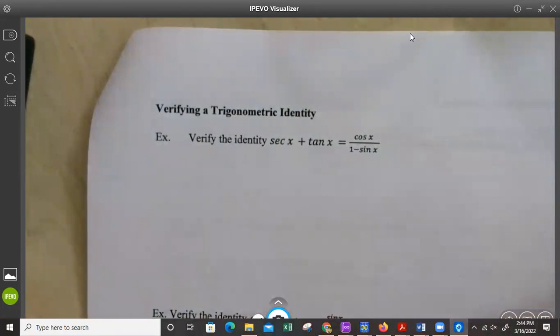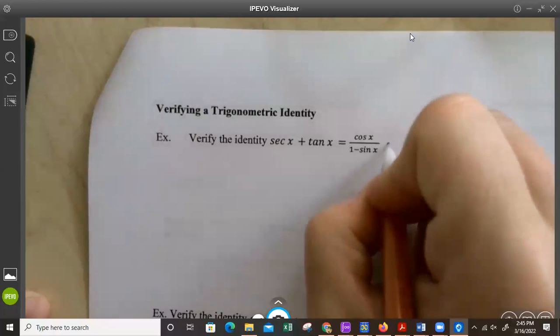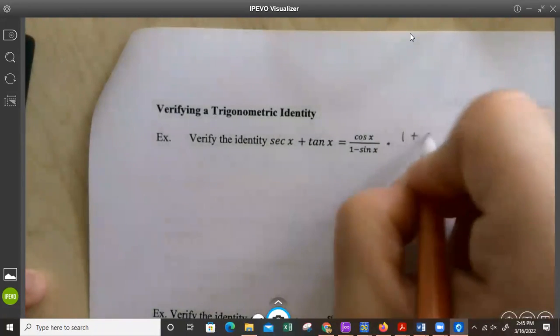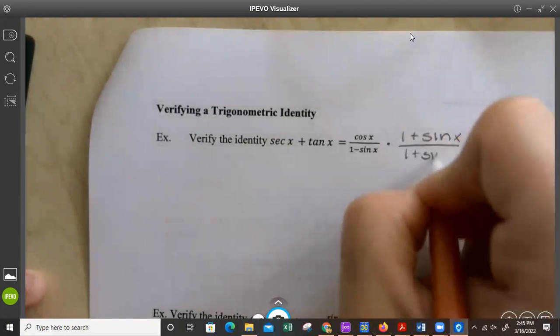No, the 1 minus sine x doesn't equal to something because it's not squared. Okay, so how can I make it squared though? And don't say I can square it because that's not right. How do I fix a fraction? Conjugate. That's the key we just talked about, conjugate. 1 plus sine x over 1 plus sine x.